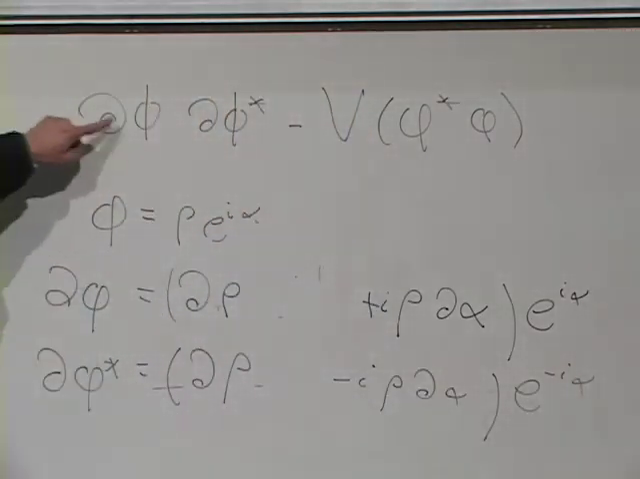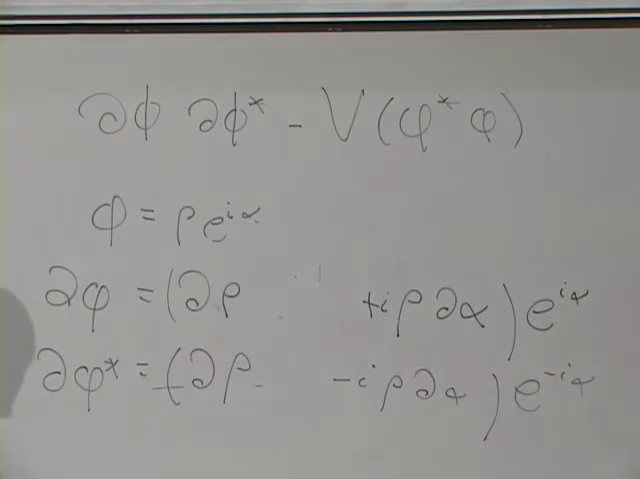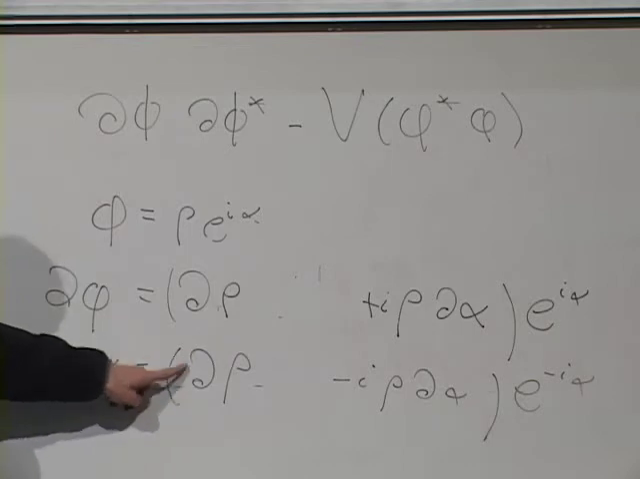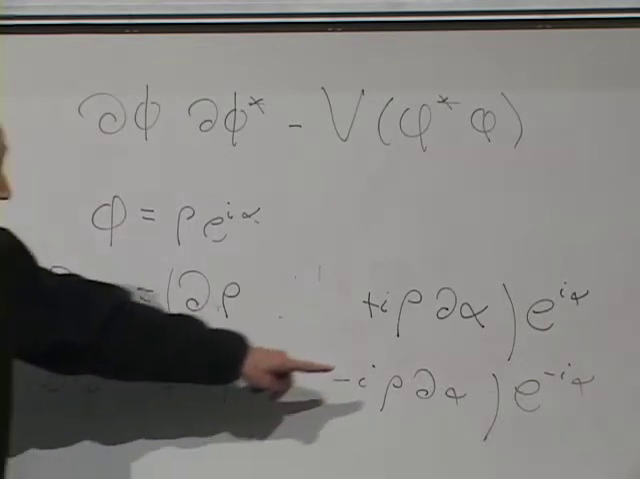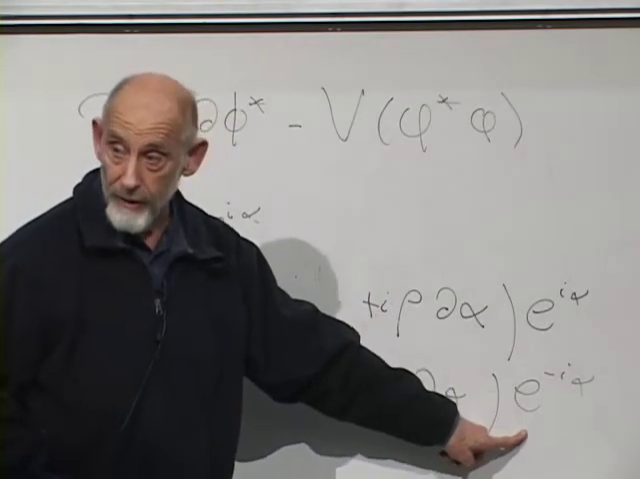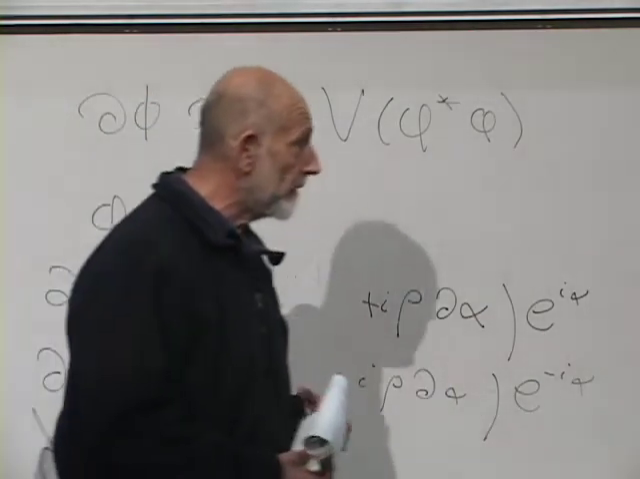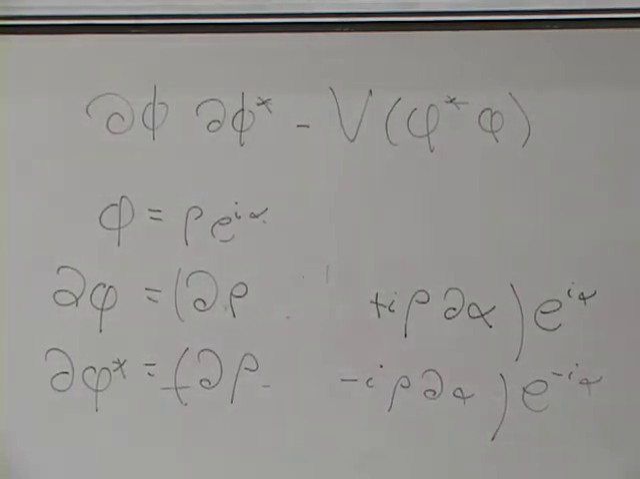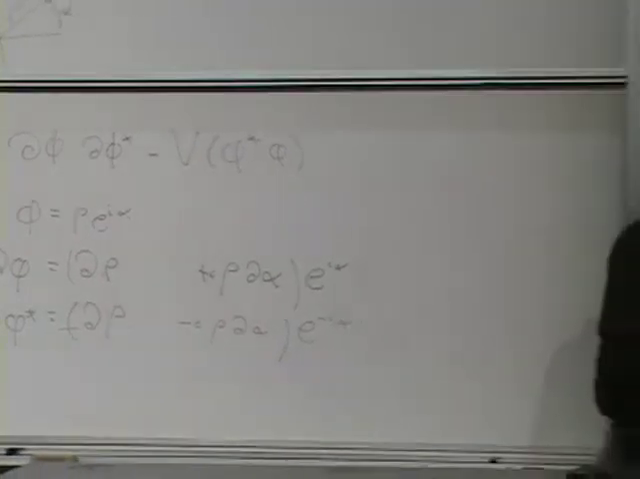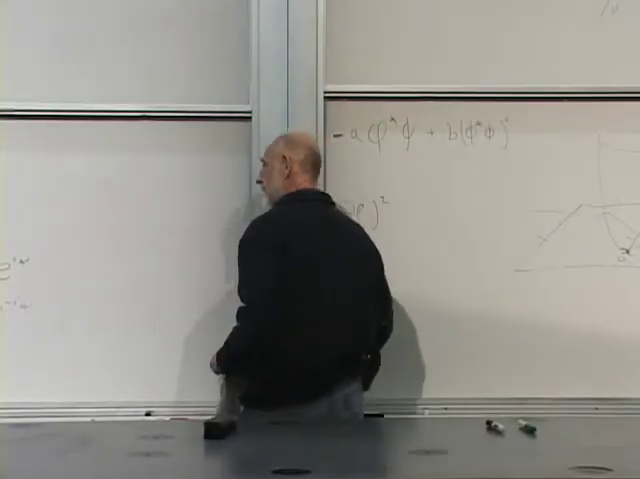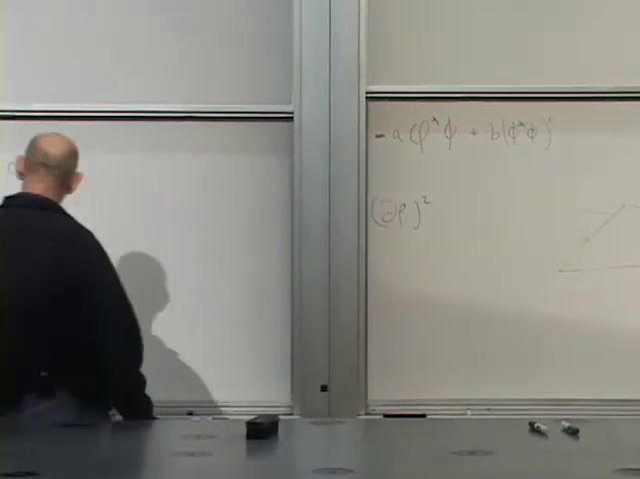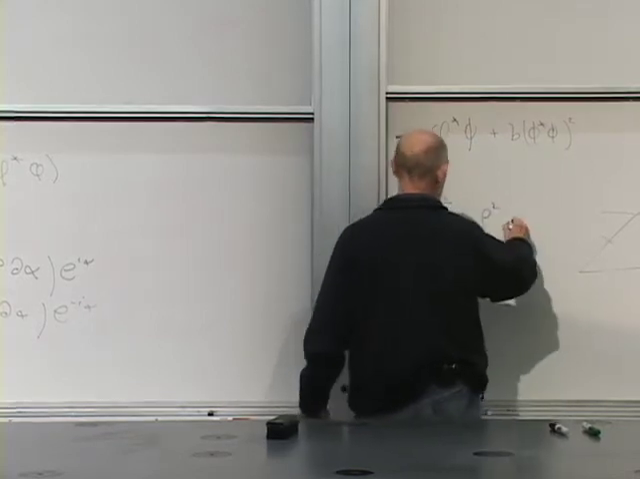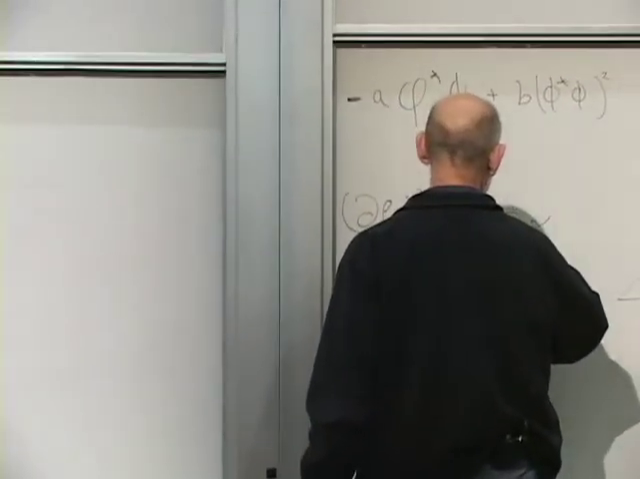Now, what happens when we multiply these two? When we multiply these two, the cross term goes away, and we just get two terms. One of them is just the derivative of rho squared. The e to the I alpha cancels the e to the minus I alpha here, so you could just dispense with it from the beginning. E to the I alpha goes away. And what do we get? We get the derivative of rho squared, and then plus rho squared times the derivative of alpha squared.